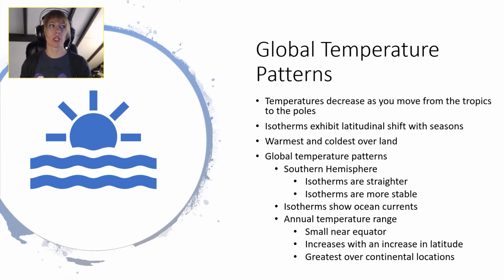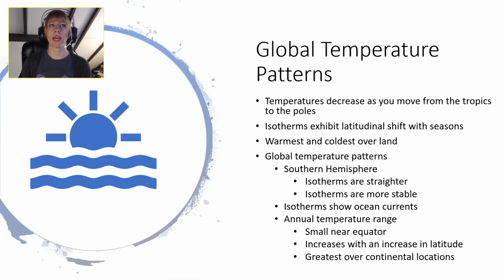So global temperature patterns. These are important because temperatures decrease as you move from the tropics to the poles. Isotherms exhibit latitudinal shift with seasons. Warmest and coldest exist over land, and global temperature patterns exist as well. So in the southern hemisphere, isotherms are straighter and more stable.